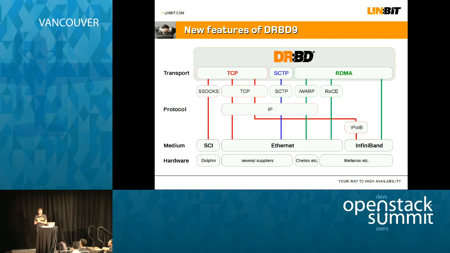Now, the network abstraction. Up to now, we had this TCP transport built right into DRBD. That meant we only were capable of using TCP to communicate between the 2 nodes. Now we abstracted it out. Now we have transport modules you can load on the fly. You can load 1 or multiple of those. And here we see the options.